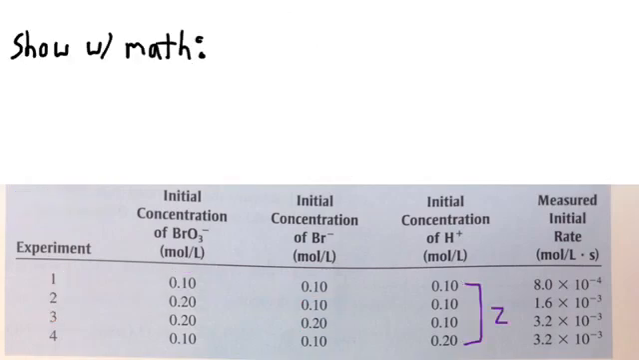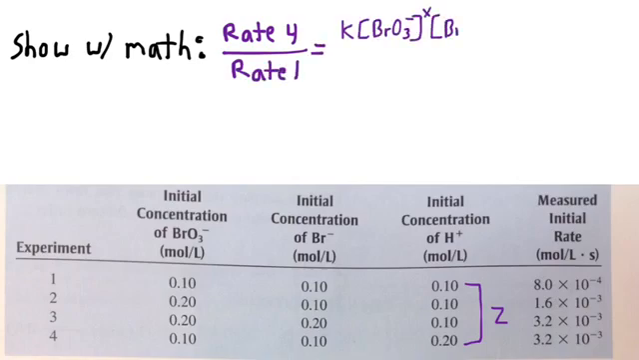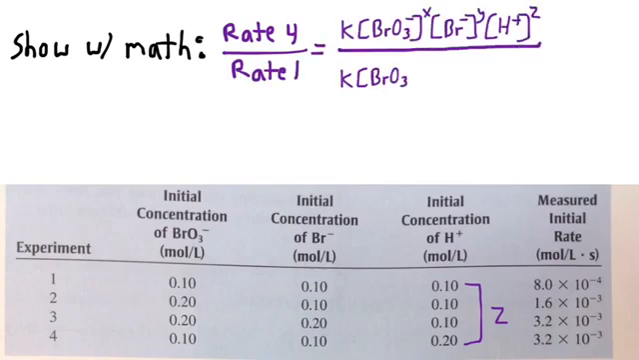Okay, we can do the same example, but show how you would do it with math if you can't easily see what the relationship is between the concentrations and the rate. So what you do is you just write down the rate law with the variables for the reactant orders, and then you write down another rate law with variables for reactant orders, and you do the 2 experiments for the reactant order that you're trying to find.